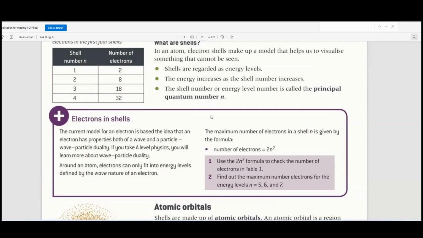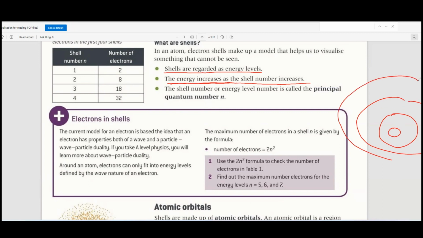But can you repeat that again? Yeah, if you remember, you had a problem understanding that the shell that is closest to the nucleus has less energy compared to the shell that is away from the nucleus. So that's why they say the energy increases as the shell number increases. Shells are regarded as energy levels. So the shell that is near the nucleus will have the least energy. The electrons here will have the least energy, and the electrons that are further away from the nucleus will have more energy.